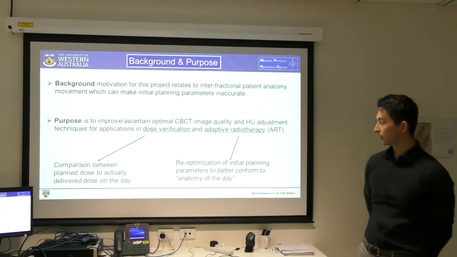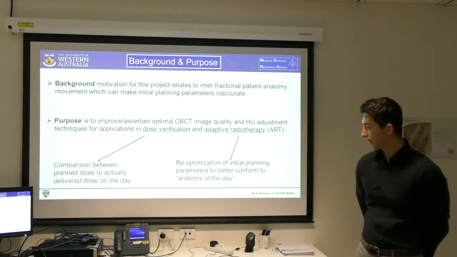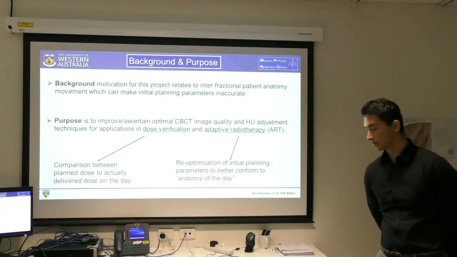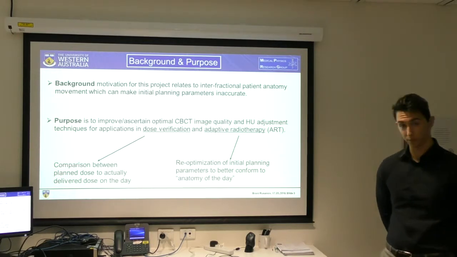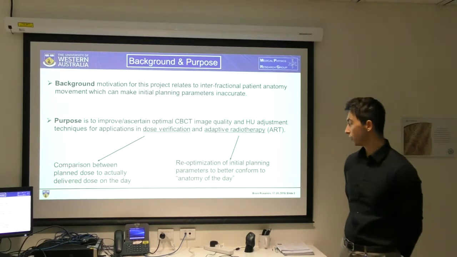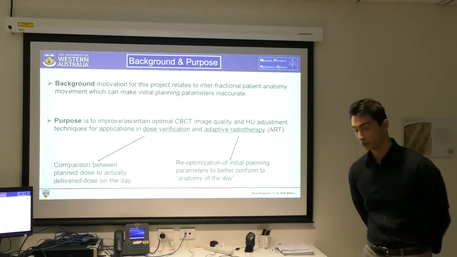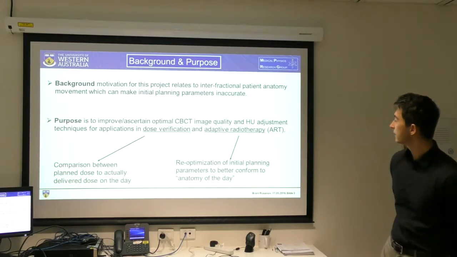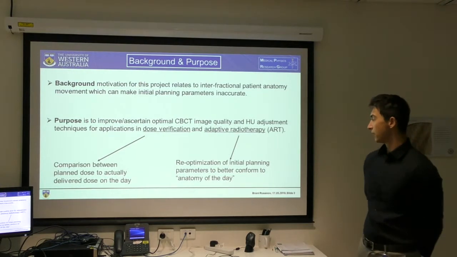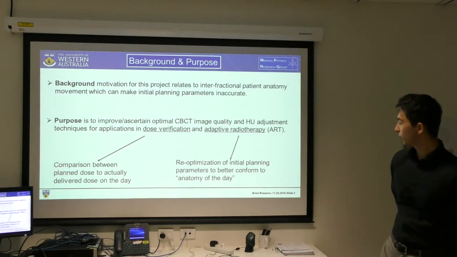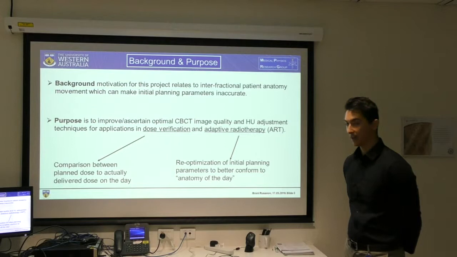And what I mean by dose verification is a comparison between the planned dose that is initially calculated at the beginning of the procedure and the actually delivered dose on the day of the radiotherapy treatment. And similarly, what I mean by adaptive radiotherapy is the re-optimization of initial planning parameters to better conform to the anatomy of the day.